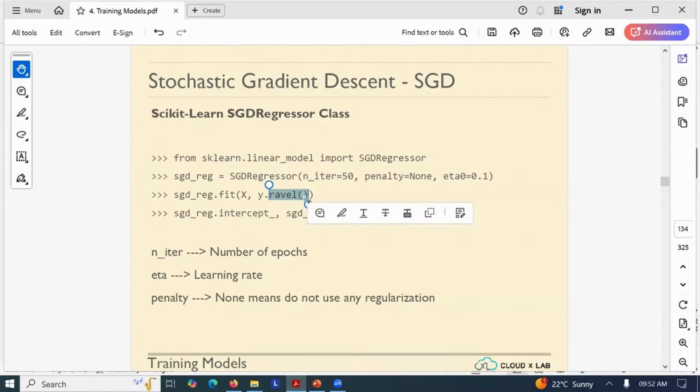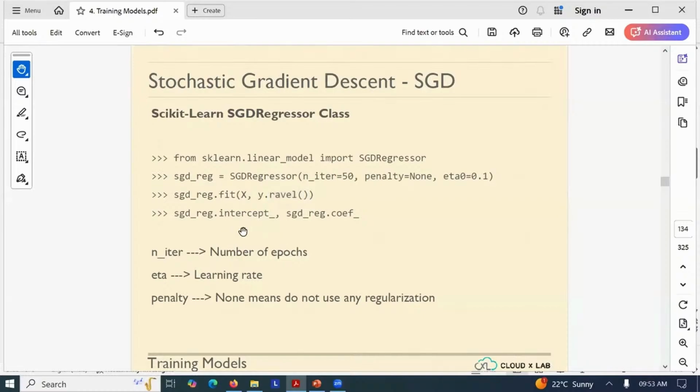So what will this ravel function do? It will convert any y to a one-dimensional vector, right? Okay. So here you will pass input, you will pass output, and it will fit the SGD. It will use the SGD algorithm to calculate the optimal values of the parameters, right?